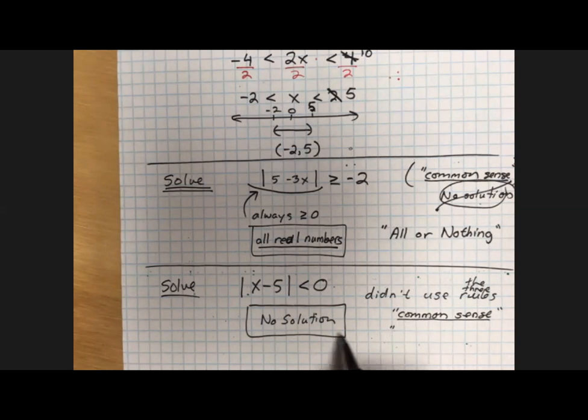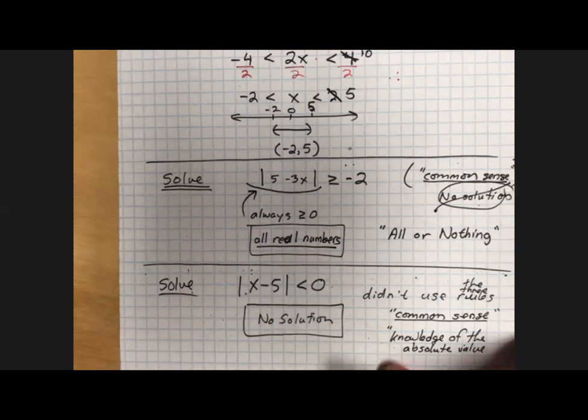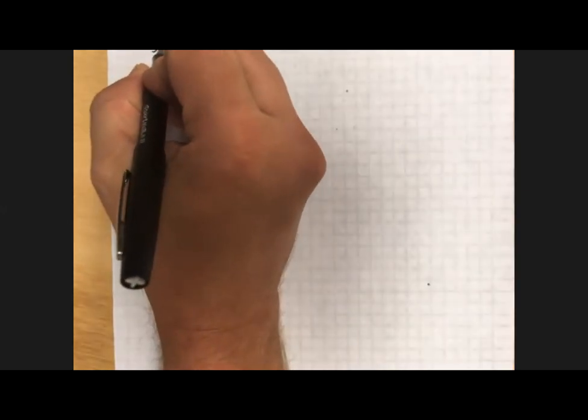Maybe it'd be better for me to say, I used my knowledge of the absolute value. Absolute value is never negative, so there's nothing that could make this true. I'm not trying to trick you, and tricking is a bad word. I'm just showing you problems, but let me try this one.